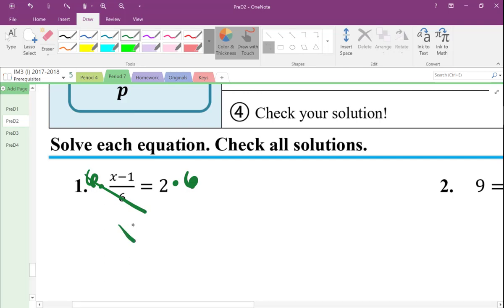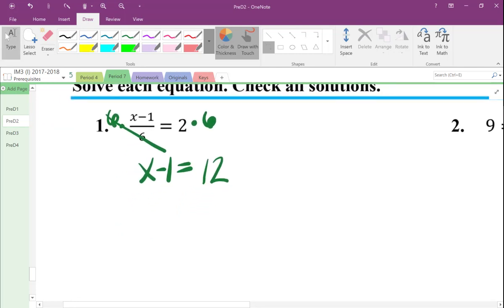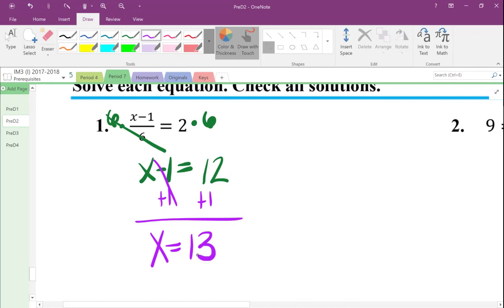So I'm left with x minus 1 equals what? 12. Thank you. Okay, now we're back to that one-step equation. That's super simple, right? So that was the only hard part, was being able to realize that I had to multiply by 6. That was it. Now I feel like you're fine from here. What do I do now? I add 1. And I get 13.